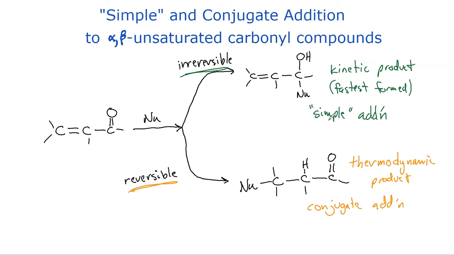Now, the simple and conjugate addition, we want to know those terms. The fact that the simple addition is the result of kinetic control, or is the kinetic product, and the fact that the conjugate addition is the thermodynamic product because we have good equilibrium is not something you absolutely need to know at this stage, but it's a good chance for us to reintroduce those terms. And remember, we did bring those up back when we were talking about conjugated diene systems in the very beginning of the semester.